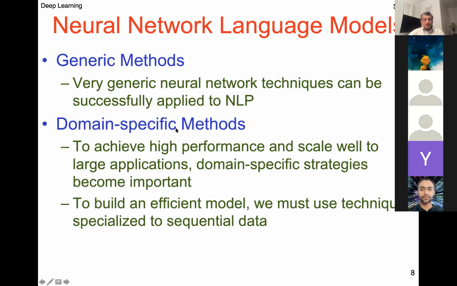Neural network language models, the generic methods. They can be either generic methods or domain specific methods. The language models that we can construct are very general, about all of the English language. Or we can say, no, this is about medical terminology. Very generic neural network techniques can be successfully applied to natural language processing, and that is the generic methods. Domain specific methods are to achieve high performance and scale well to large applications. Domain specific strategies become important.